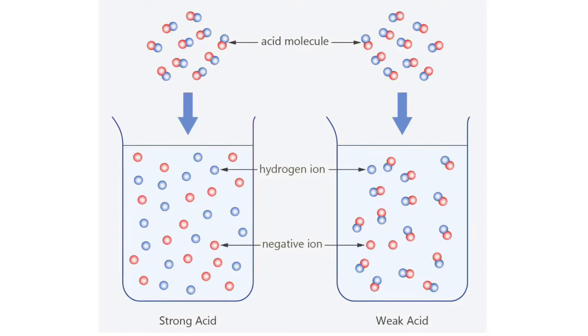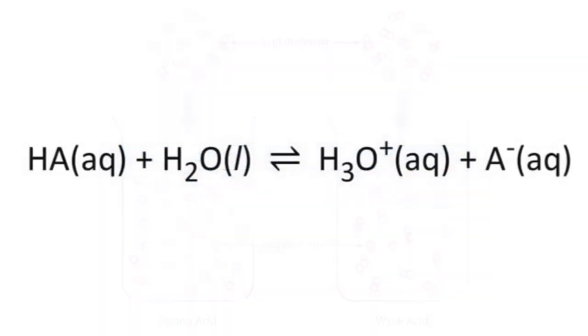On the other hand, weak acids only partially dissociate. Because of this partial dissociation, both the acid and its dissociation products will be present in the aqueous solution and will react to equilibrium. This is represented by a double-ended arrow.